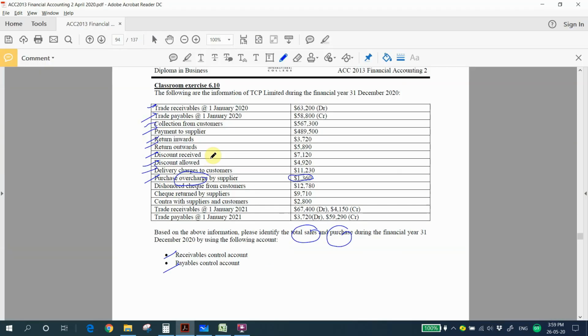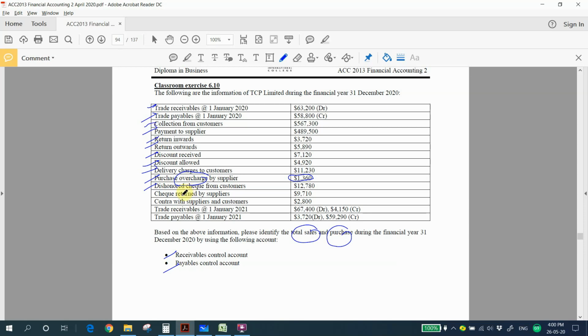Next, dishonor check from customer. What is the meaning of dishonor check? Let's say your customer give you payment, and this payment is by check. However, when you bank in the check to your company bank account, but the customer bank balances is not enough to clear this check, so bank will call you and say that this check cannot be clear.